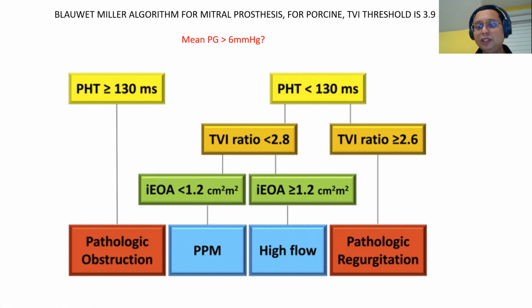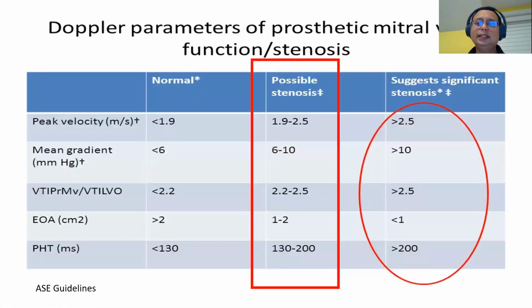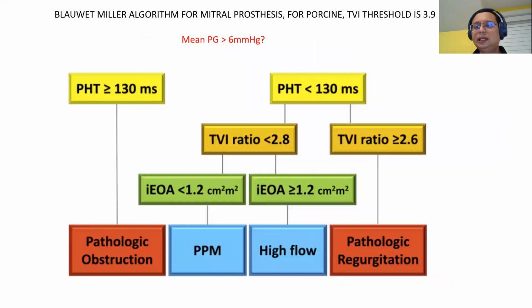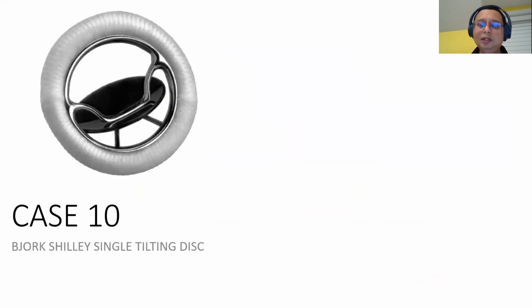So the first thing that I showed you before, this is what the ASE guideline shows. This is the algorithm that is proposed by Blauet and Miller. You can use both. Okay, so I will give you examples of cases. This is a continuation of yesterday. Yesterday we did prosthetic valves, now we do mechanical valves.